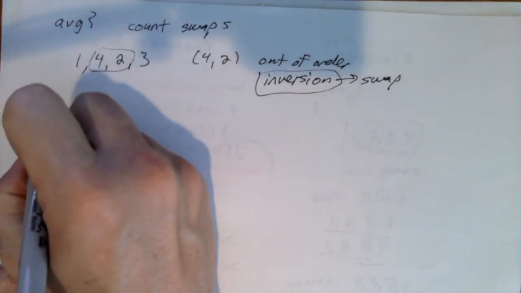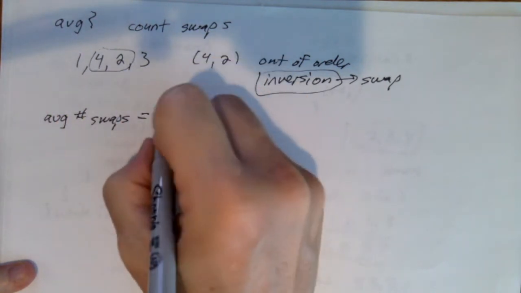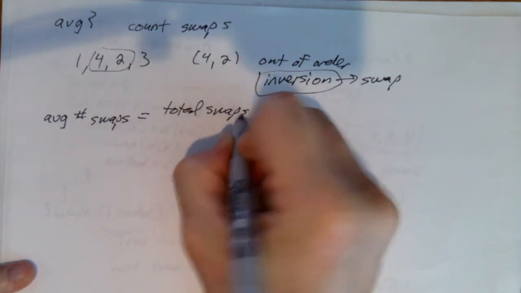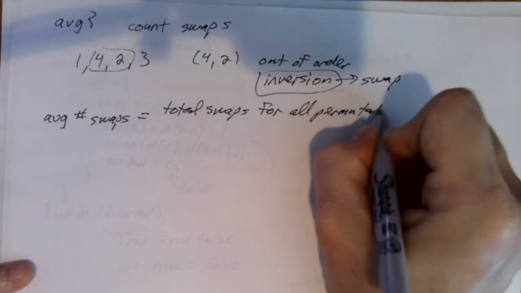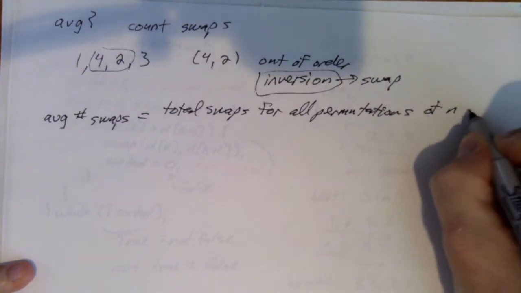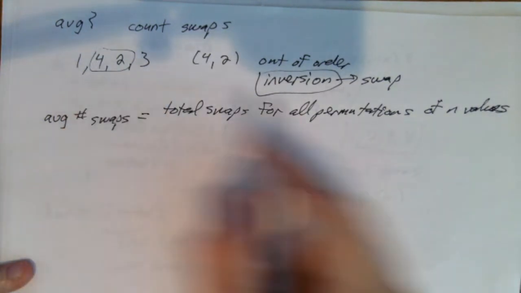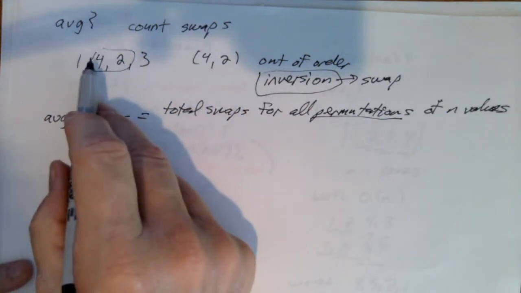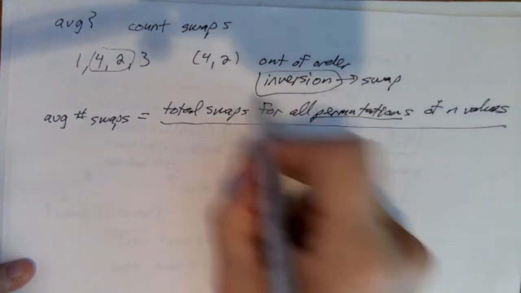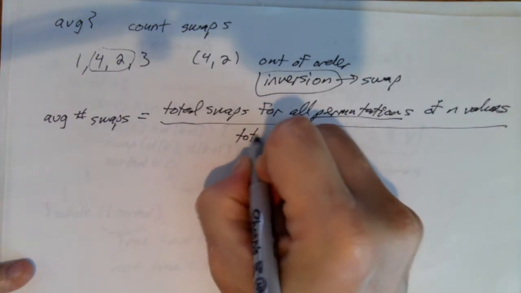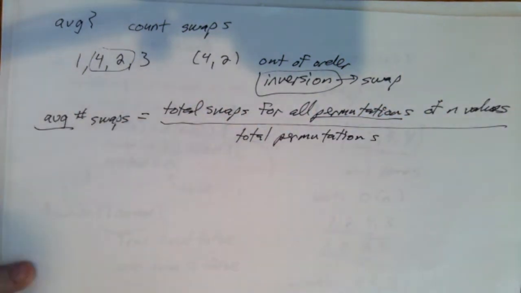But we're trying to find the average, so we'll get that the average number of swaps is equal to total swaps or inversions for all permutations of the data, permutations of n values. Okay, if we have n things like four, how many different ways are there to arrange permutations or arrangements? How many different ways are there to arrange four things? We take the total number of swaps or inversions for all the different permutations and divide by the total number of permutations. And that will give us the average.